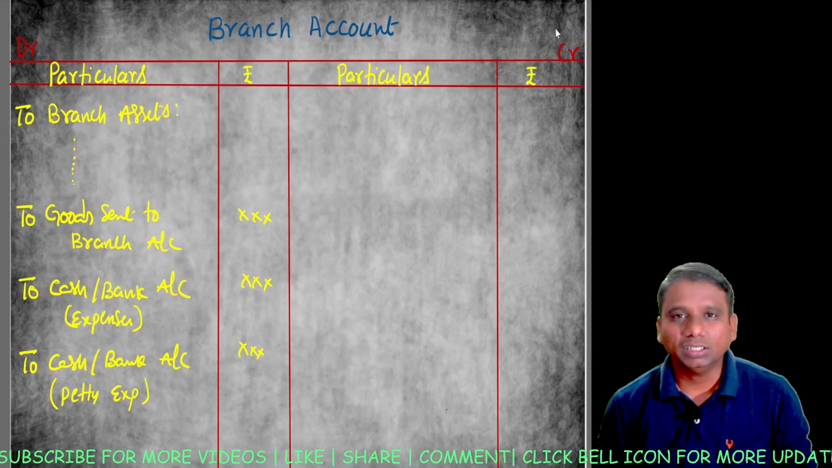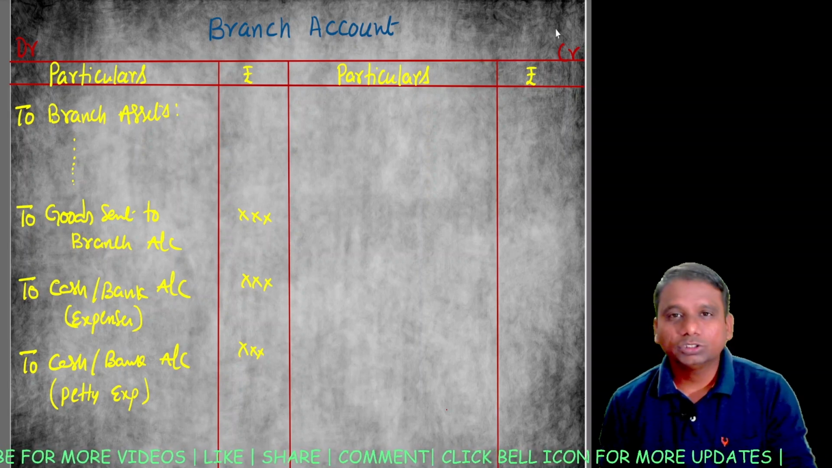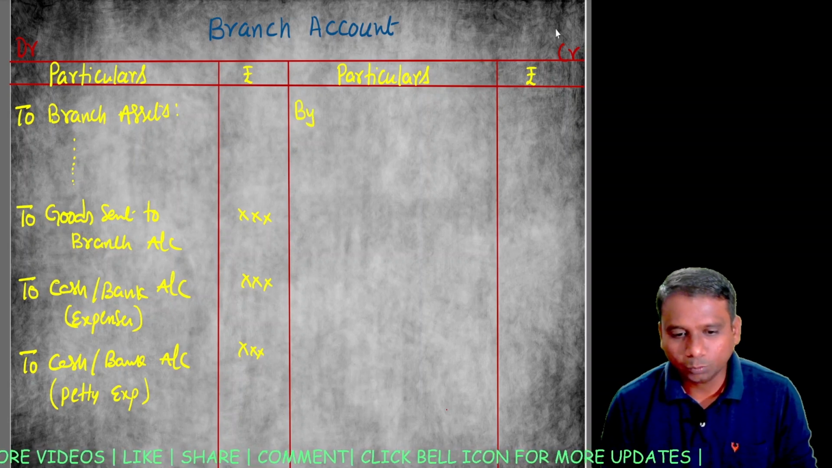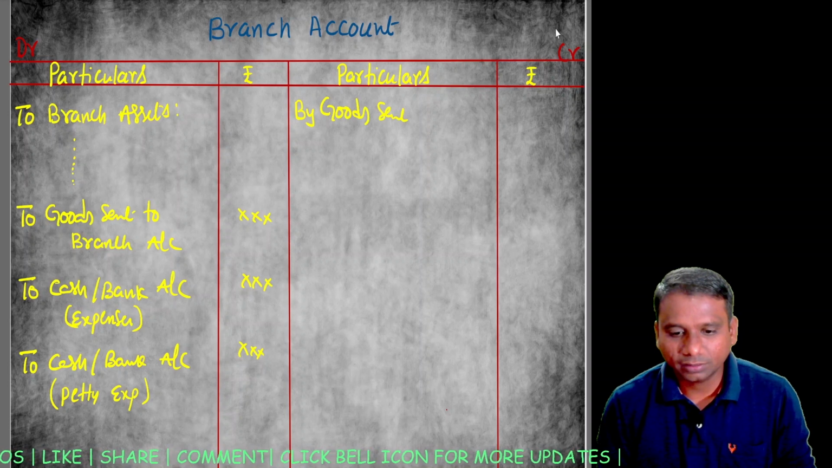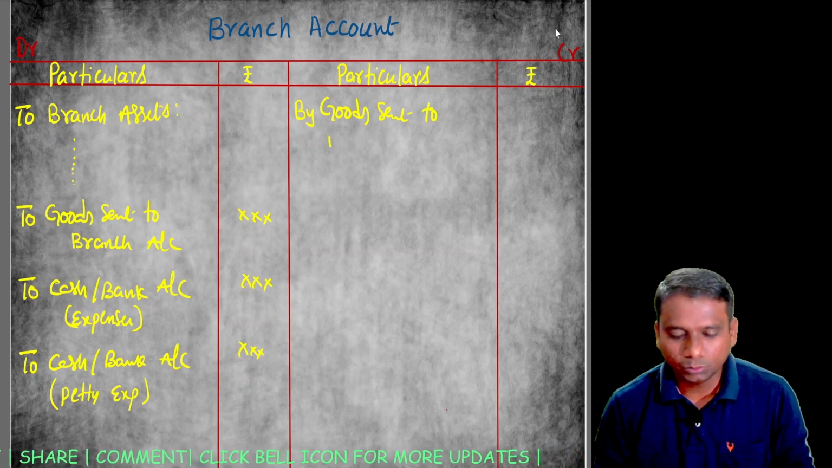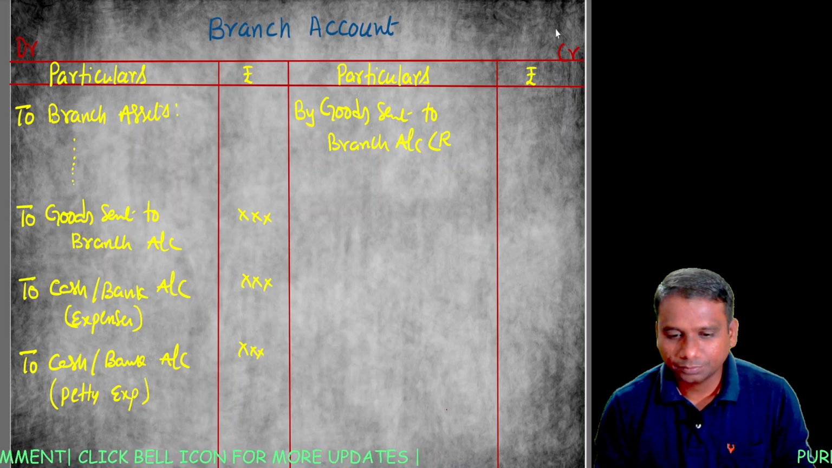Now what is the next entry? Goods returned by the branch. What is the entry we have written? Goods sent to branch account debit to branch account. The branch account is credited by goods sent to branch account. So these are nothing but returns.